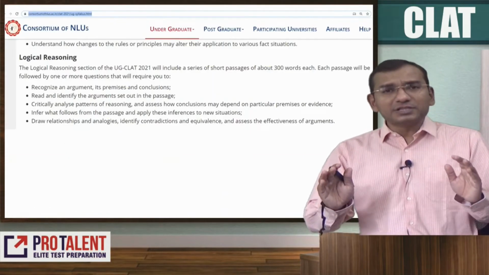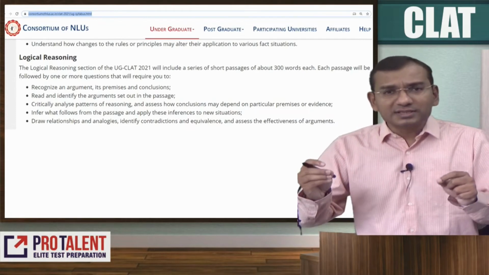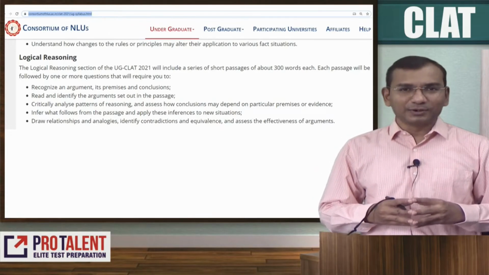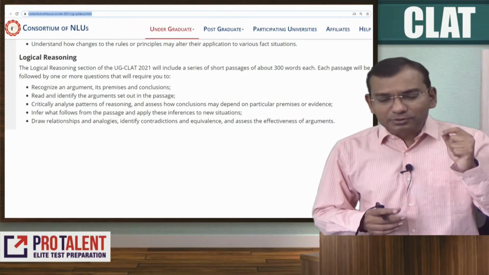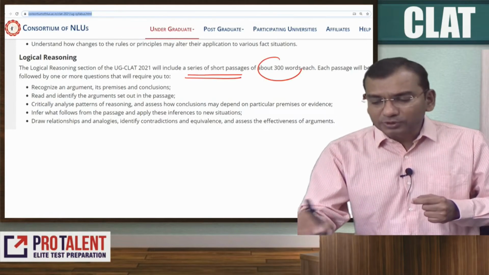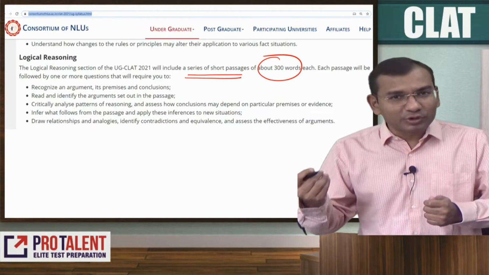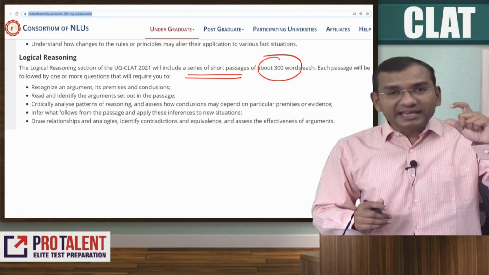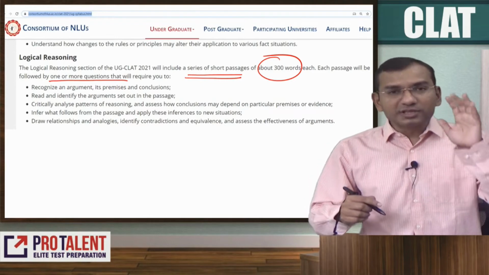First and foremost, we will spend 5 to 10 minutes trying to decipher, trying to decode this entire idea presented by the CLAT 2021 consortium. The consortium of NLUs has mentioned that logical reasoning in UG CLAT 2021 will include a series of short passages of about 300 words each. There were some of 400 words, a few of 250 words, but this is very important: it is paragraph based. Each passage will be followed by one or more questions that will require you to do these 5 things.